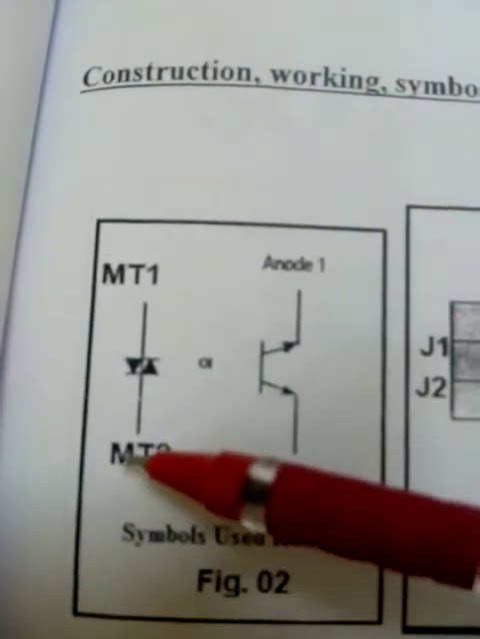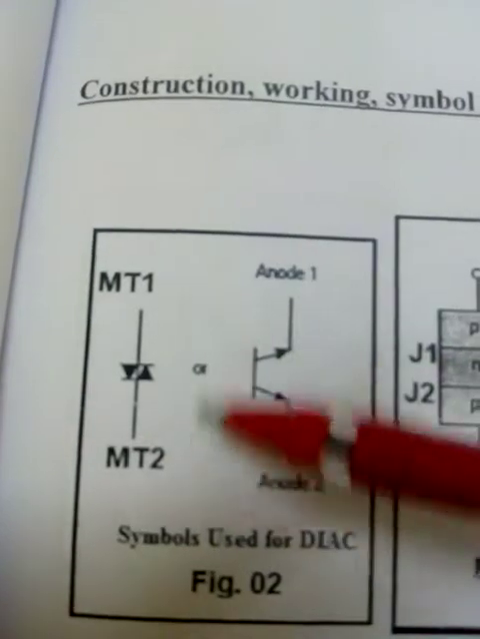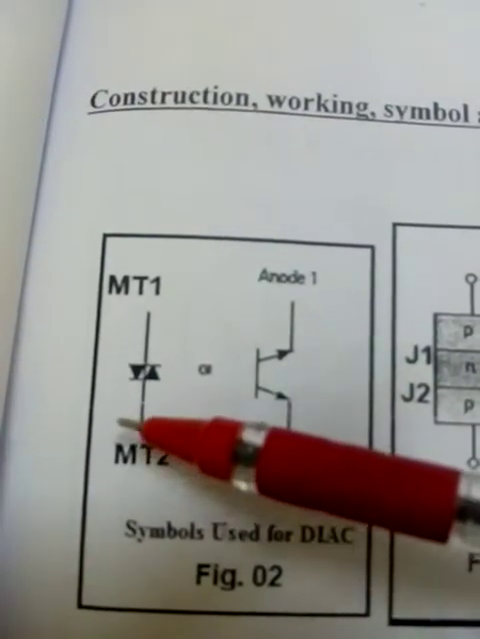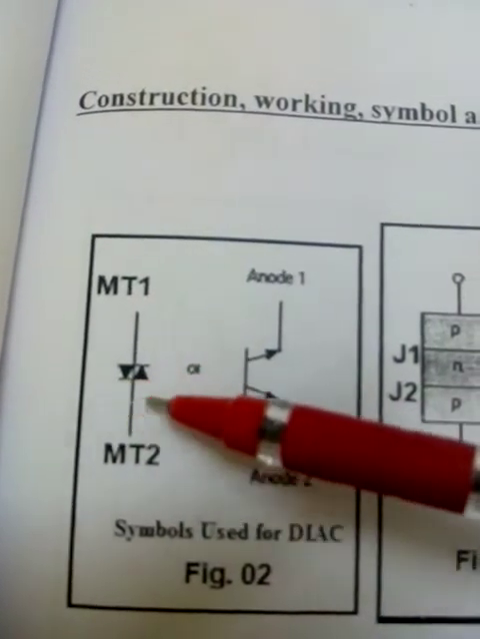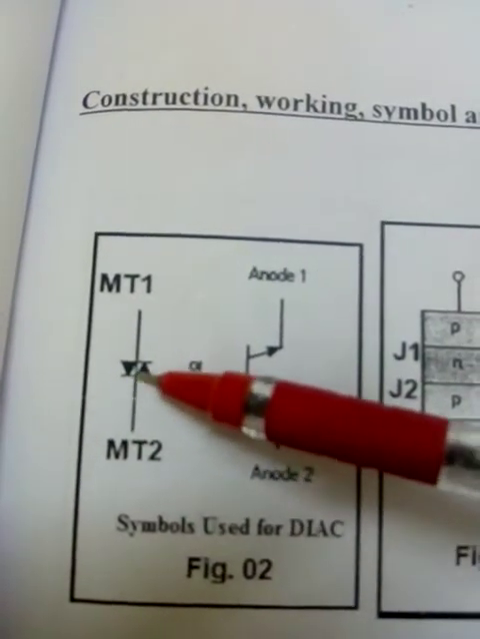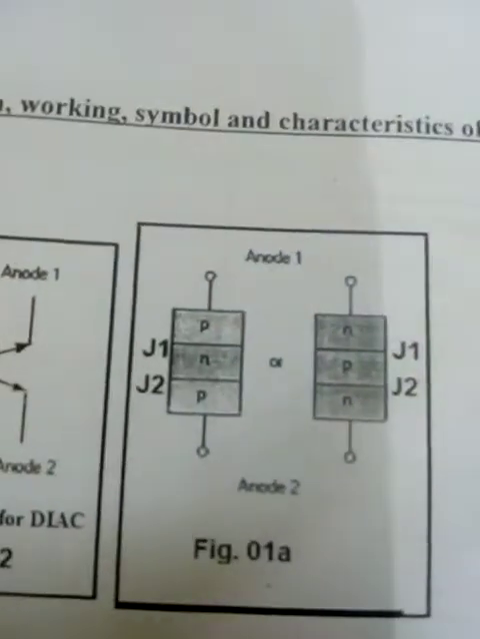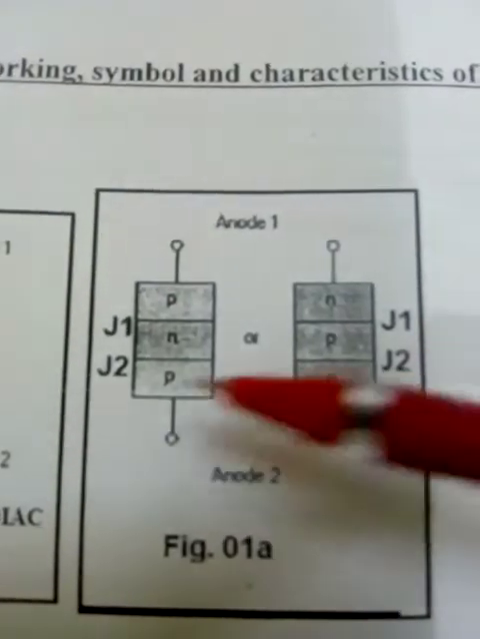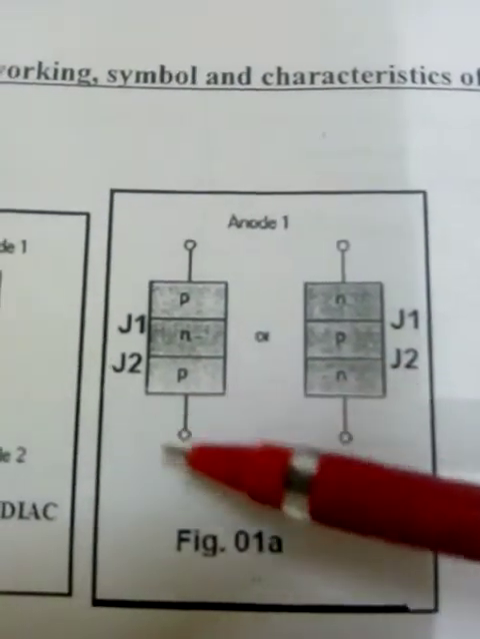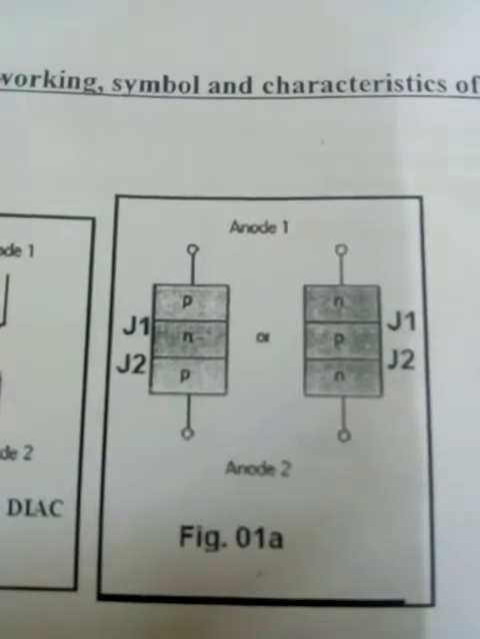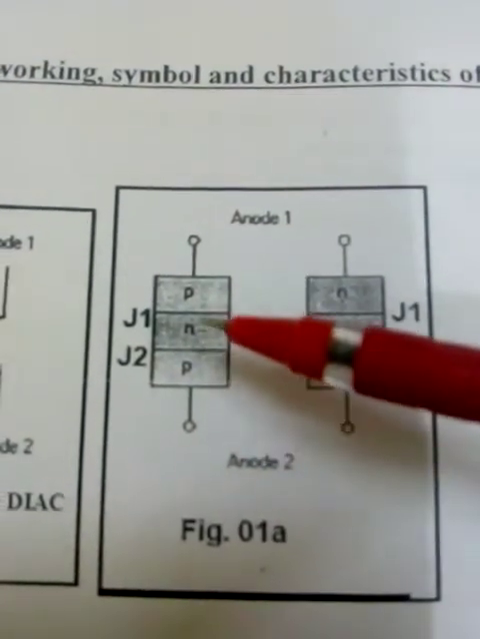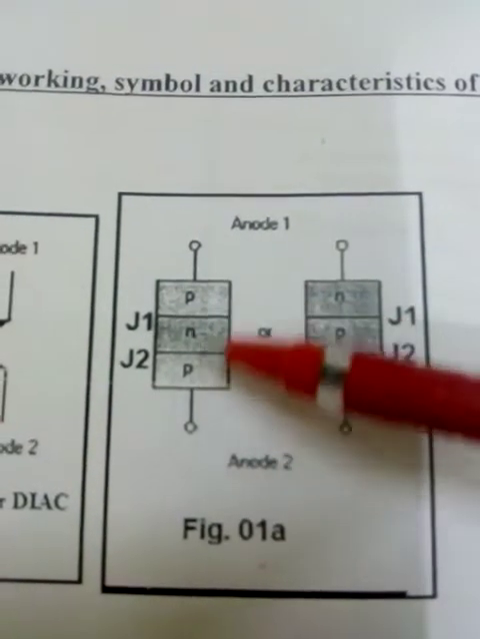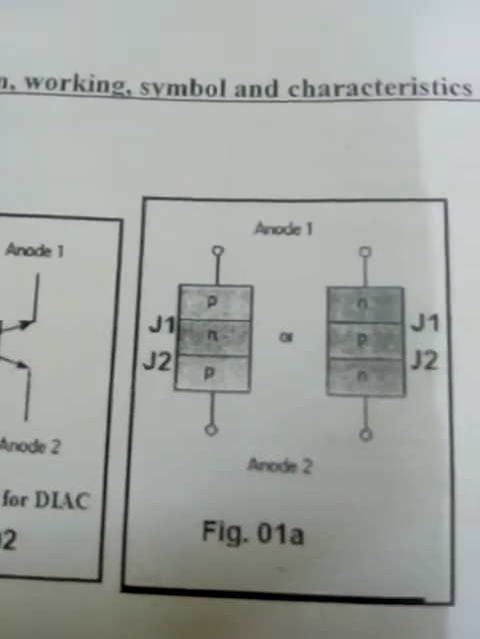So the symbol is like this. Both the symbols are used here. You can use either this or this. It is shown as two diodes connected in anti-parallel. So you have the construction, and both will work the same. A diac can be either like this or like this, a 3 layer structure. Let us take the PNP structure here. You have two junctions here, J1 and J2.